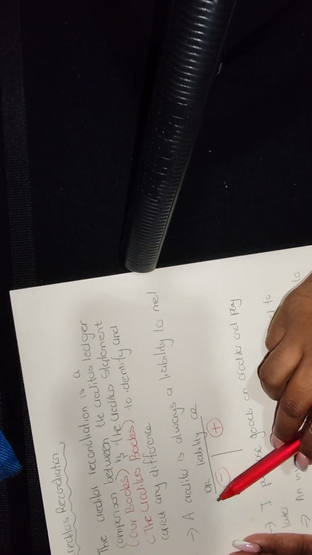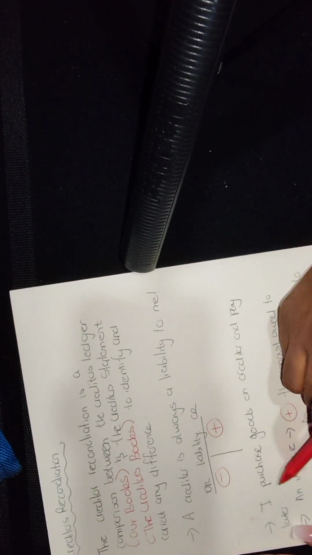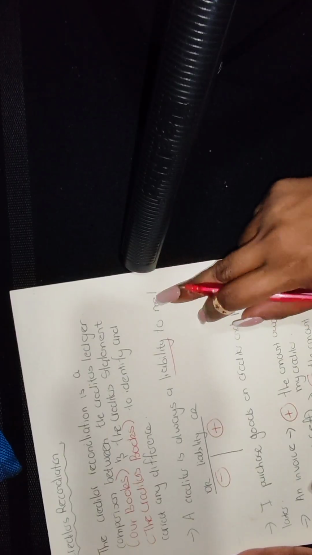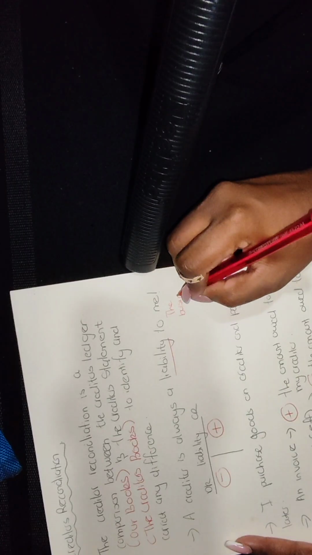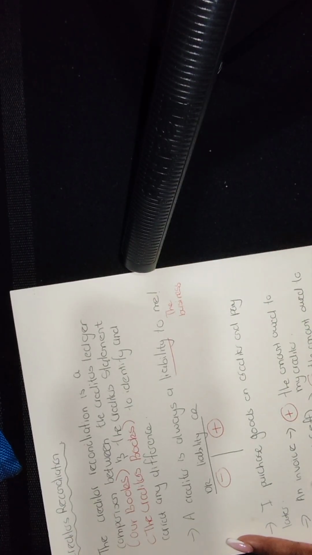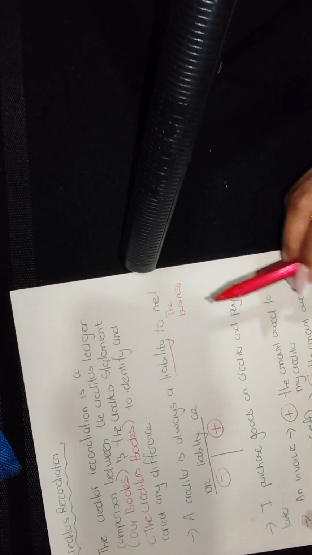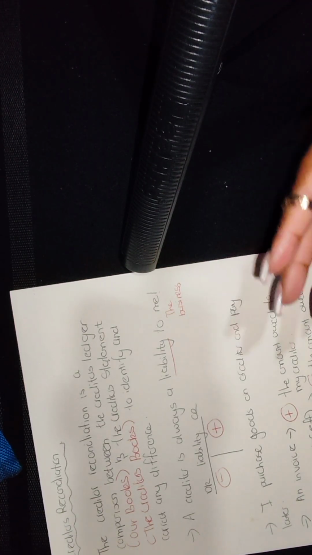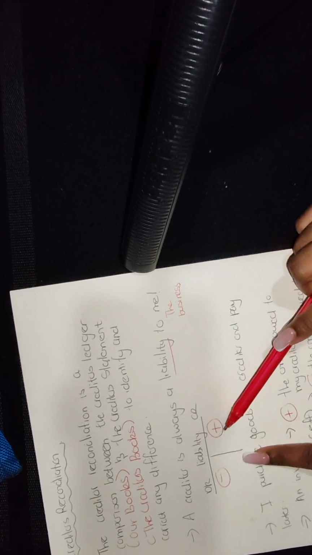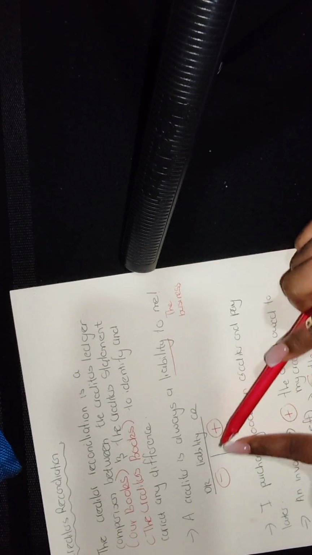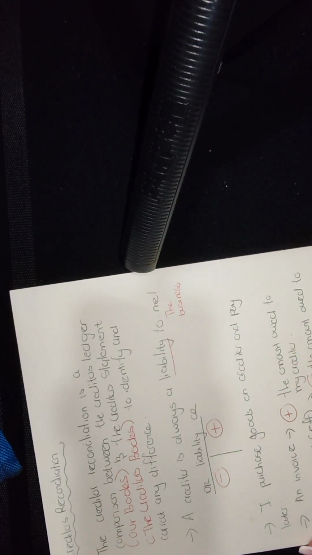So the rule is, or by now you should know, that a creditor is always a liability to me. Who am I? I am the business. So when you attempt the question, you are always looking at the point of view that you are the business and you are comparing your business to the creditor. So the creditor will always be a liability to me. We know that liabilities increase on the credit side and they decrease on the debit side.